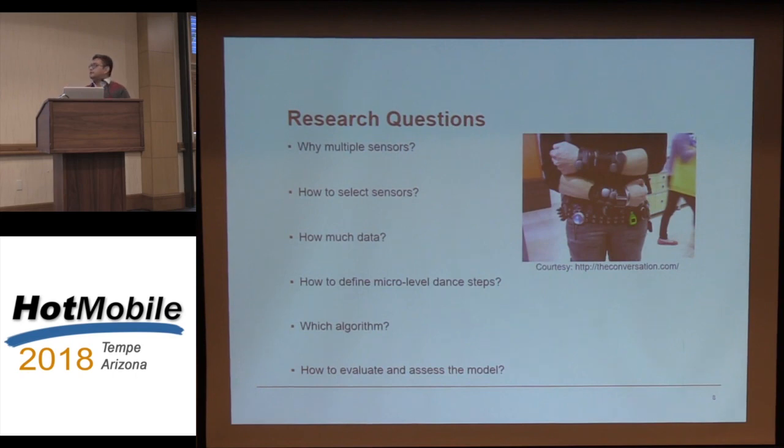a good model. And then as dance involves a sequence of activities, we had to break it down into smaller micro-level dance steps. And the data has to be labeled because we are using supervised machine learning approaches. Right, so we have to design on what granularity we should go to label the data. And then which algorithm do we need to detect such small micro-level activities? And finally, a method to evaluate and assess the model.